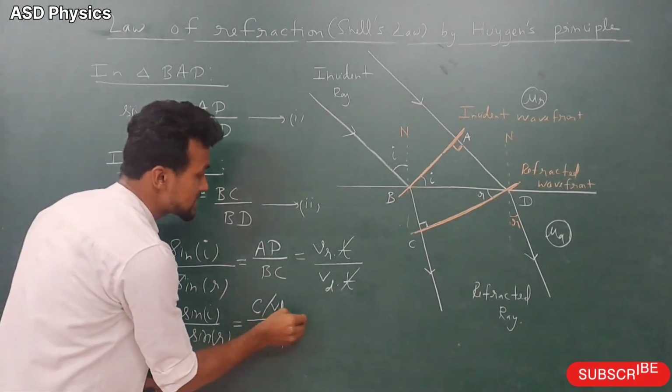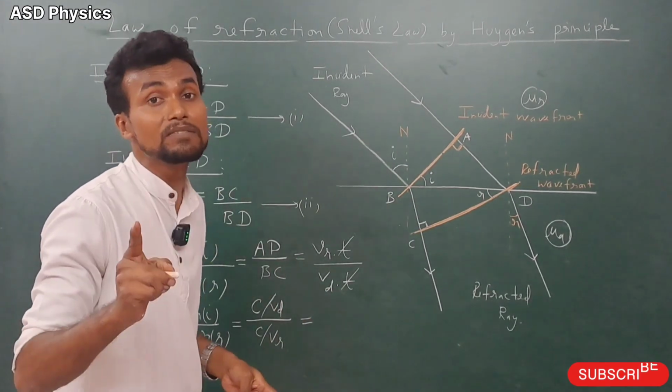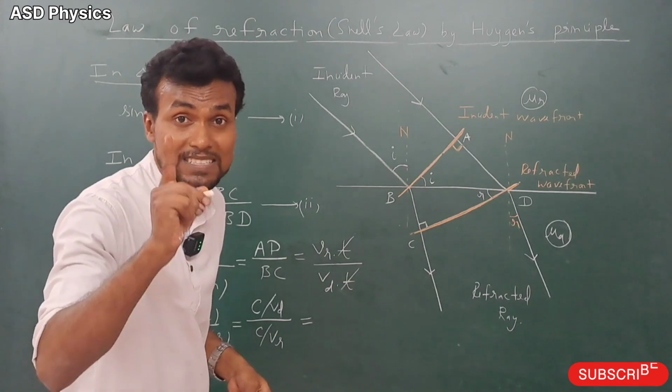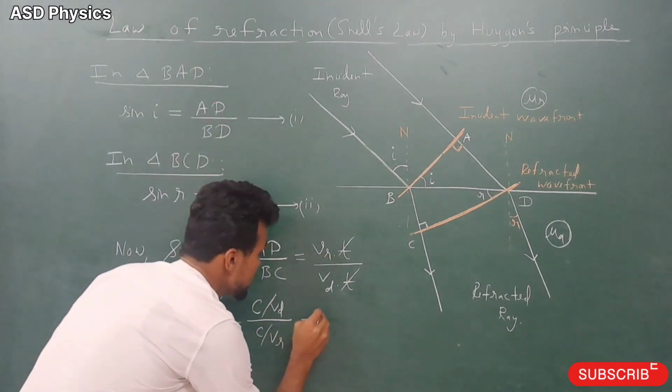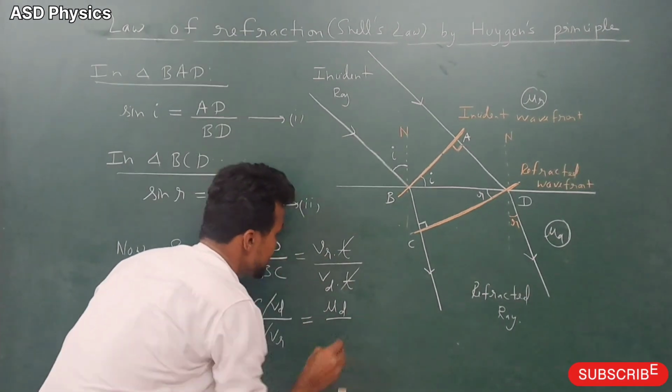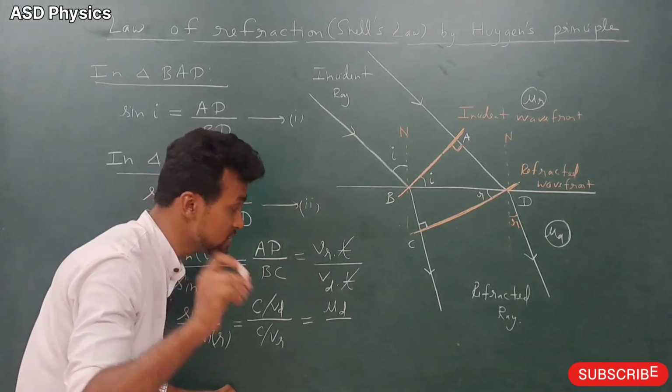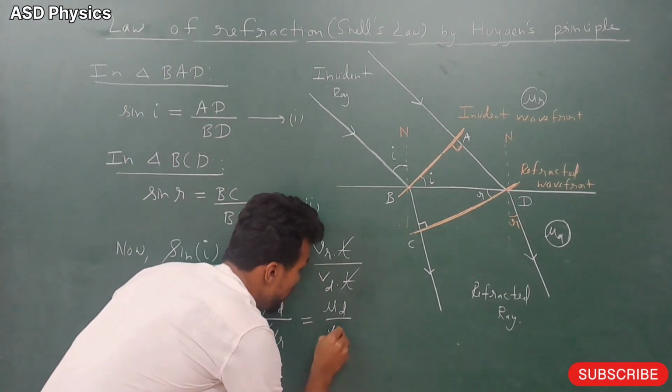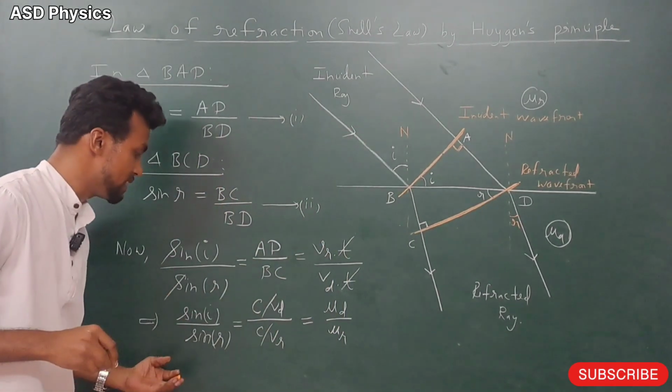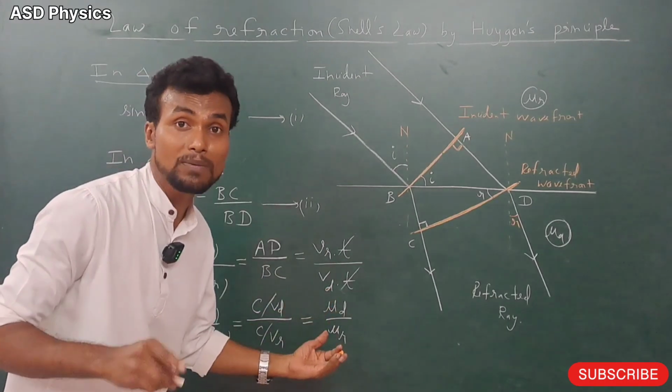Okay, now what is C by VD? C by VD is what? Refractive index in which medium? Denser medium. Okay, so we'll write here mu D, and C by VR is what? C by VR is mu R. So what have we got? Sin I by sin R is equal to mu D by mu R.